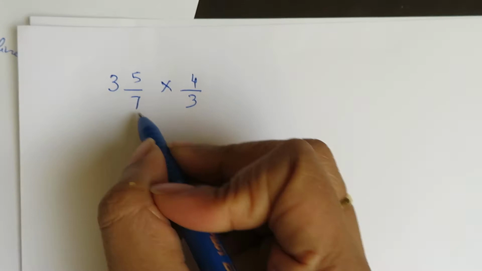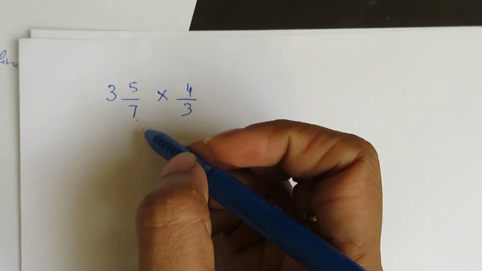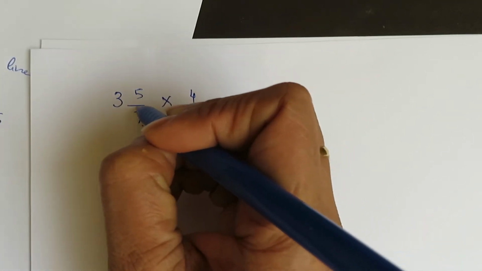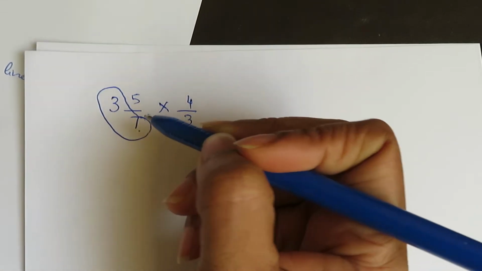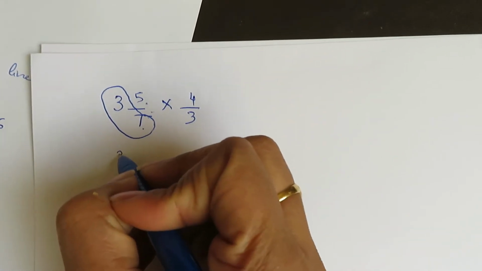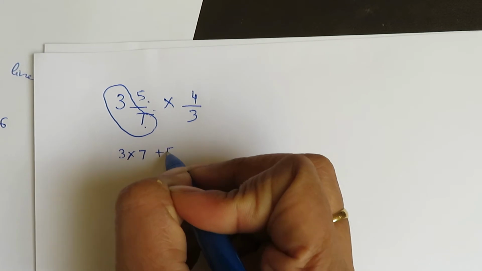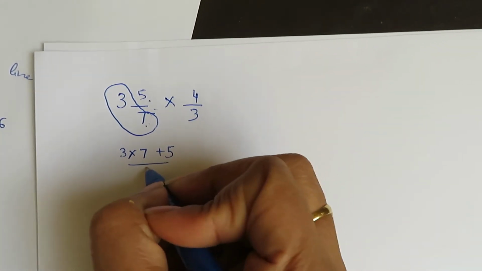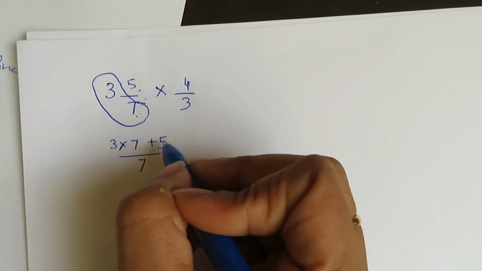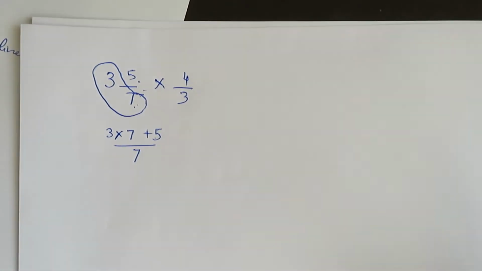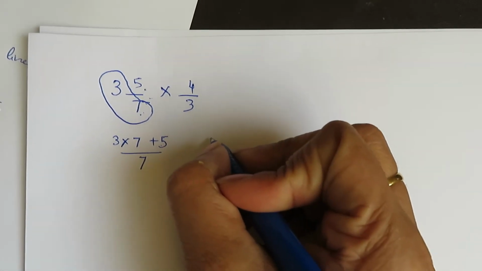Now what do you do? Convert the mixed number to a fraction. How do you convert a mixed number to a fraction? You multiply these two numbers and add it with 5, and you write the same denominator. So 7 3s are 21 plus 5, 22, 23, 24, 25, 26 over 7.